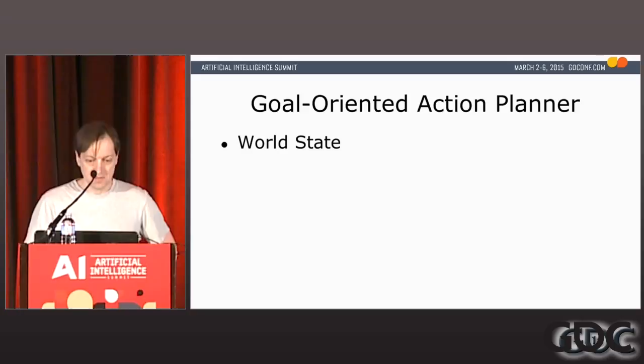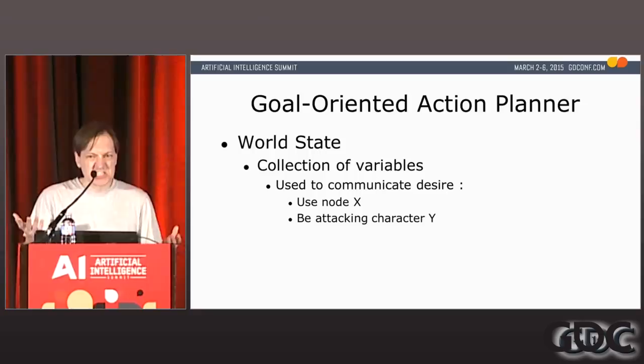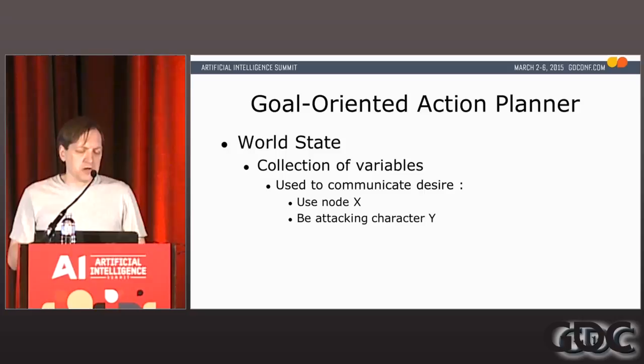All right, so this world state I keep mentioning. The world state is a collection of variables. It's just a finite collection of named variables. And you'll notice the variables carry values. Use node X, that X there is going to be a node. It's going to say, use this node over here. And be attacking character Y, that Y is going to be a character.